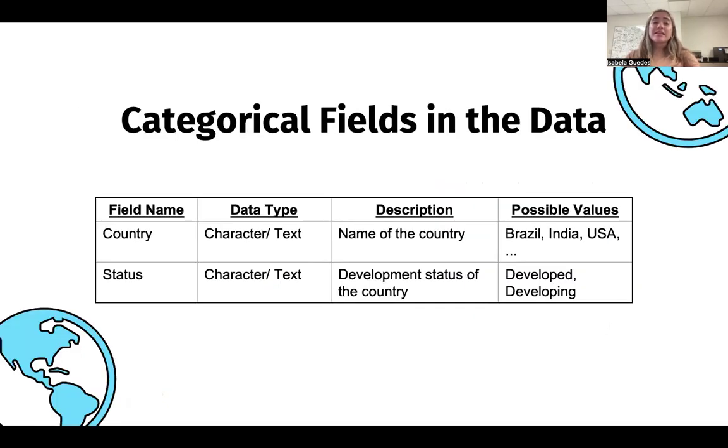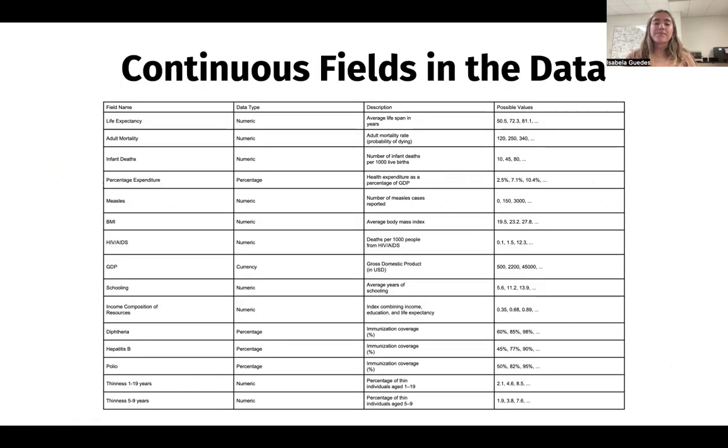This data set is from Kaggle, and there are many fields. The categorical fields are country and status. The countries include all of them, from Brazil, India, USA, Afghanistan, everything. The possible values for status are developed and developing.